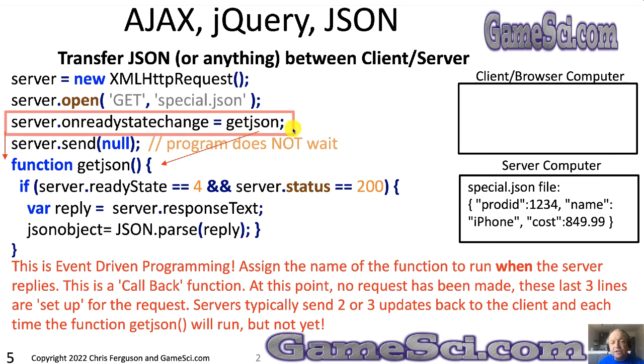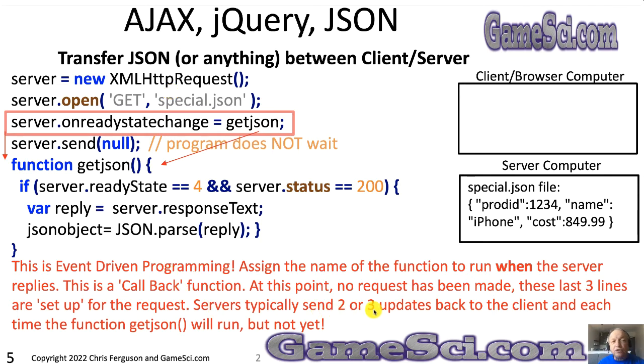Server.onReadyStateChange equals getJSON. This is event-driven programming. Assign the name of the function to run when the server replies. This is what we call a callback function. At this point, no request of the server has been made. These last 3 lines are set up for the request. They don't actually send the request to the server. So what I'm doing here is I'm setting up the request for the file special.json. I have not made the request yet.